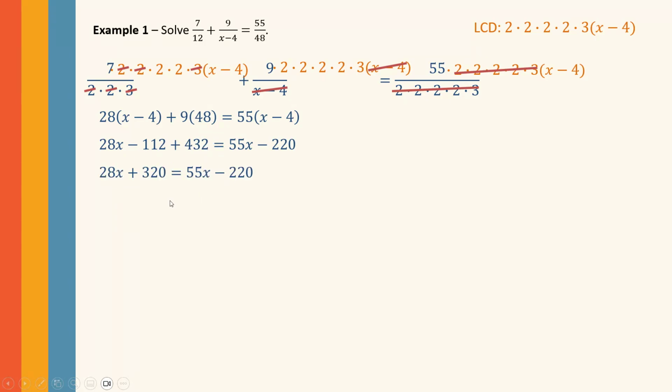And then we want to get the variable to one side, so subtract 28x from both sides. And then to isolate x, we would add 220 to both sides, and then divide by 27. And our answer is x equals 20.